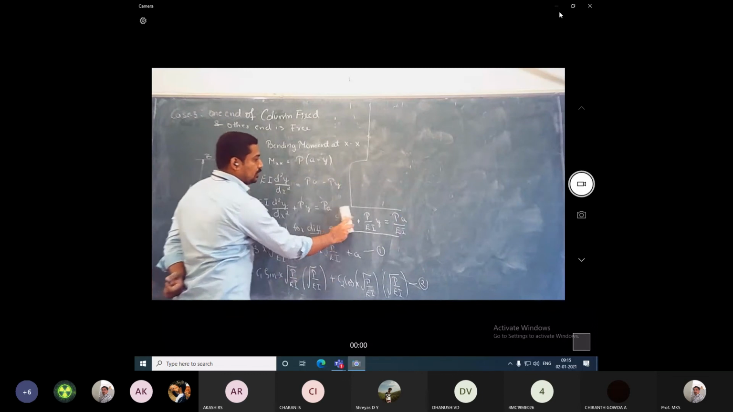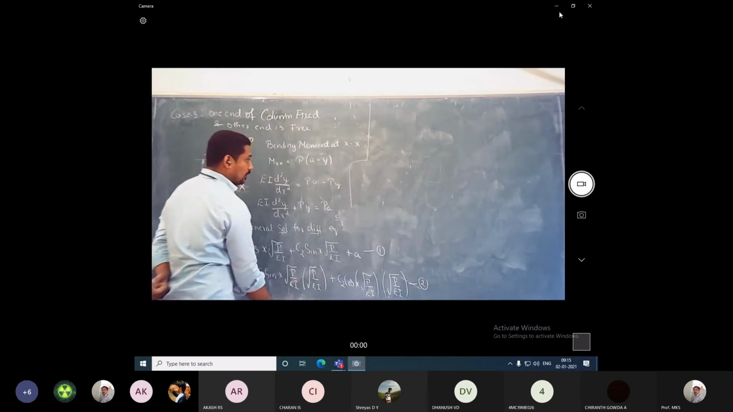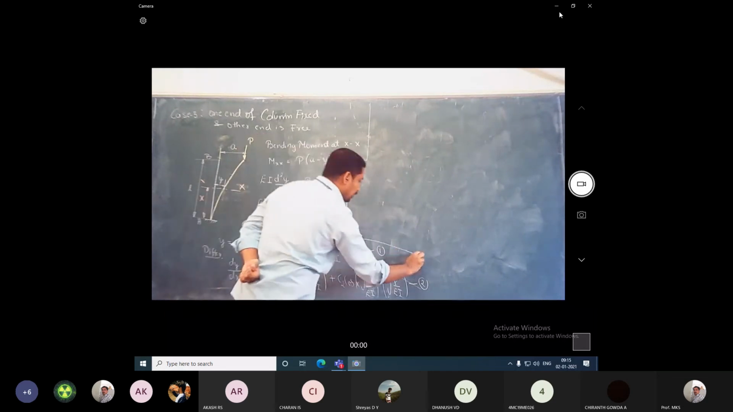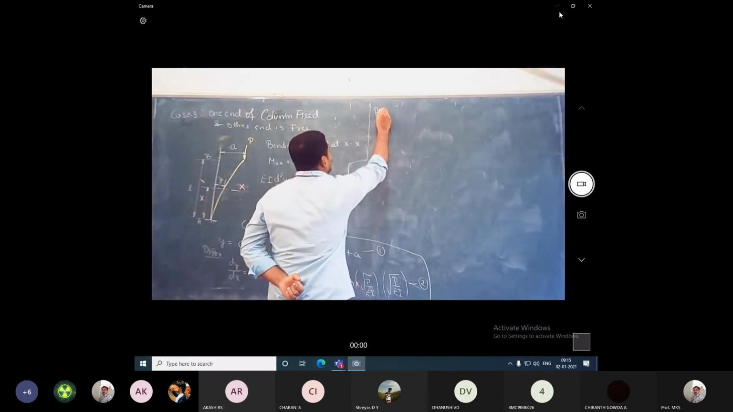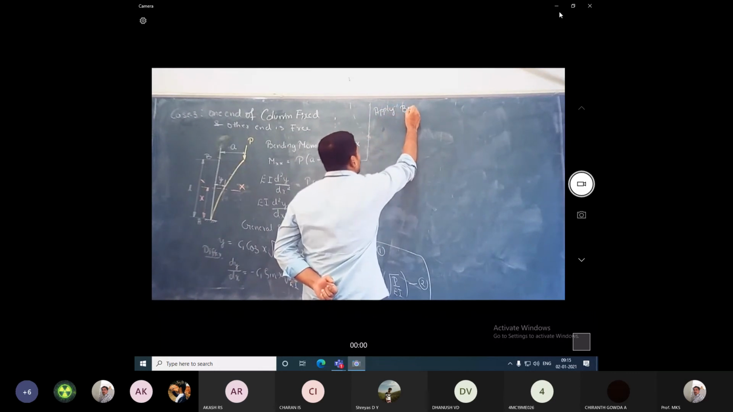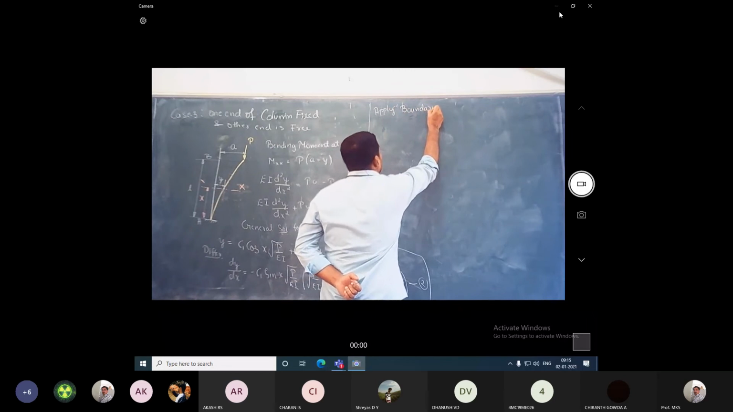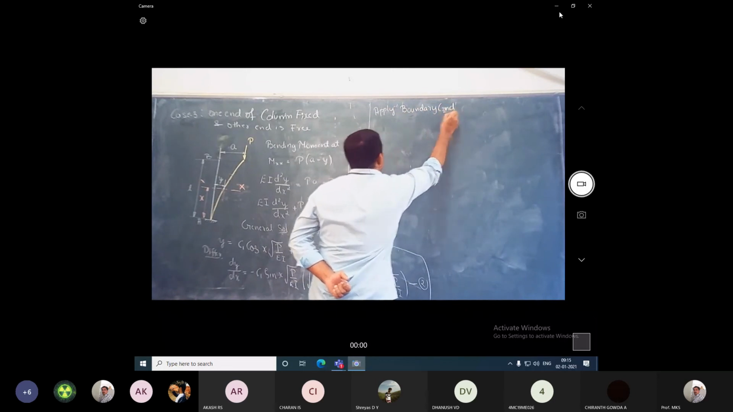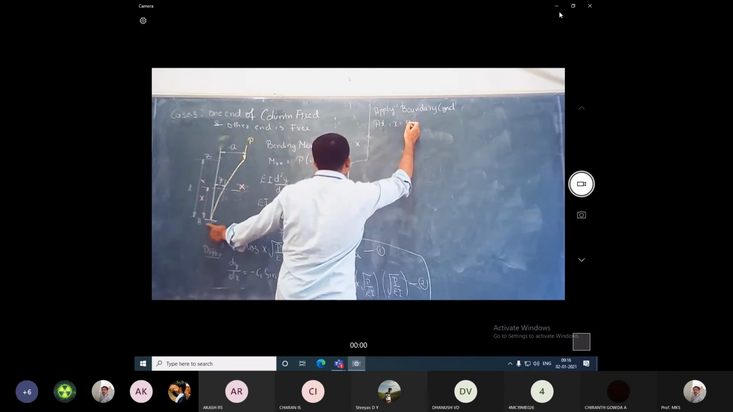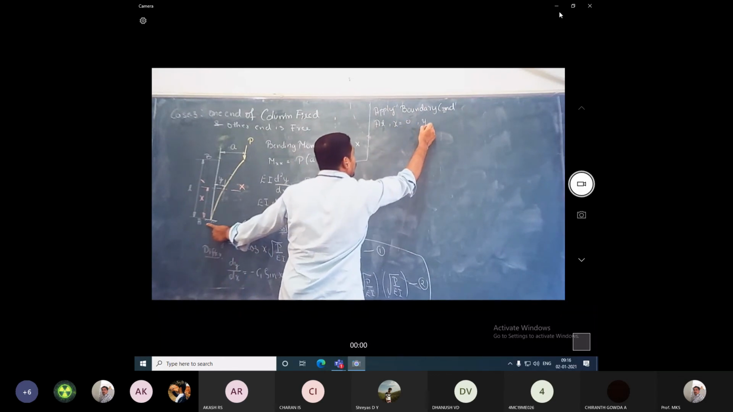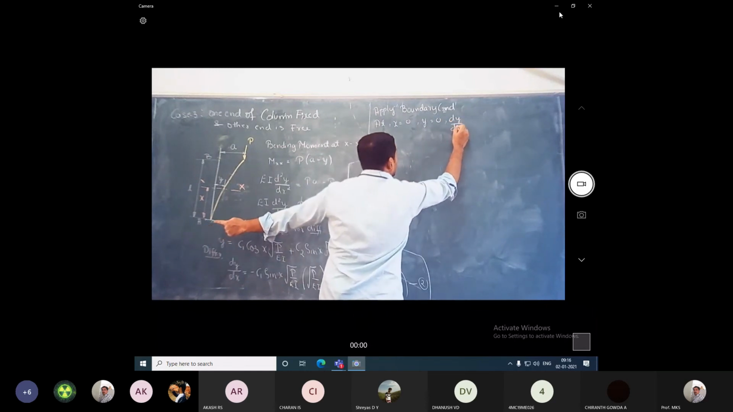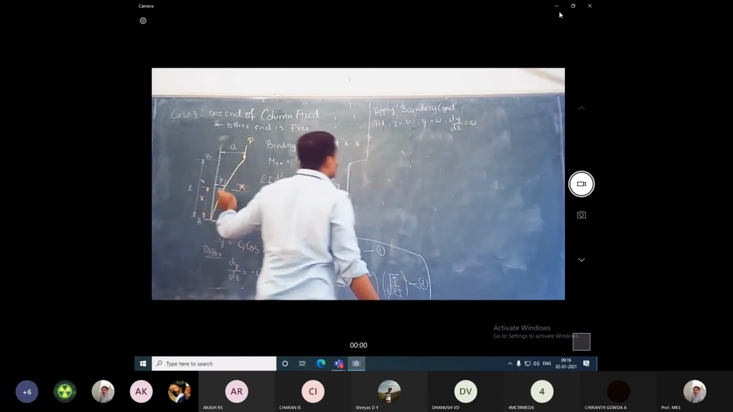Okay, apply the boundary conditions at x is equal to 0 at the point A. So we have deflection y is also 0, and also dy by dx, the slope of the curve, is also 0.